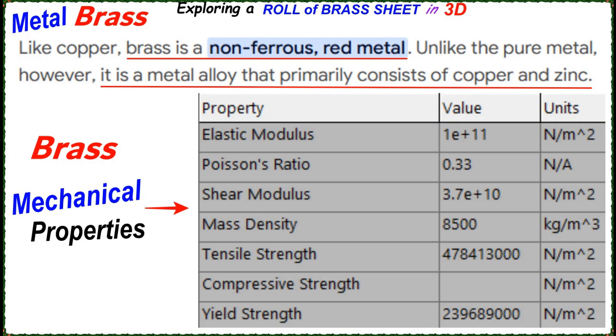A short description for metal brass. It is an alloy that primarily consists of copper and zinc, and then important mechanical properties of brass.